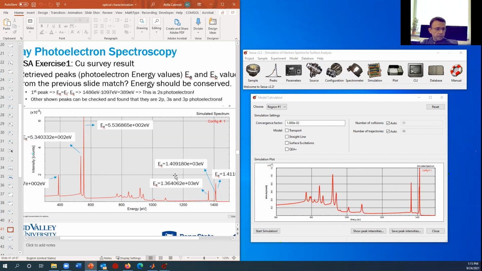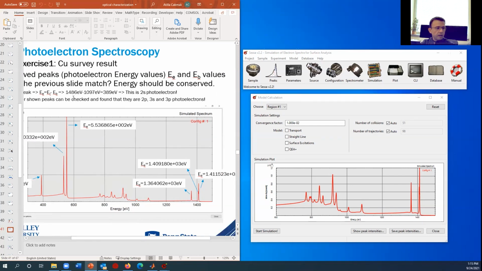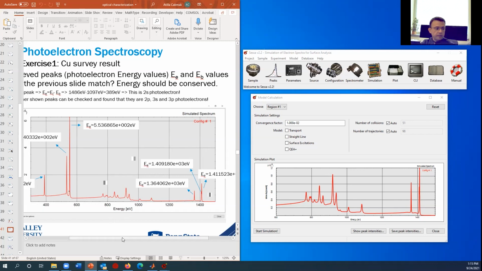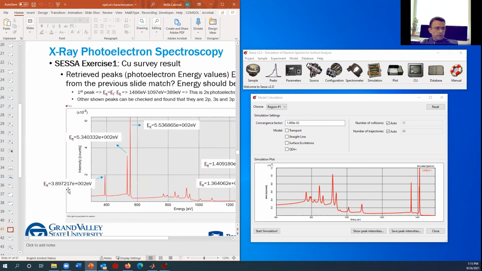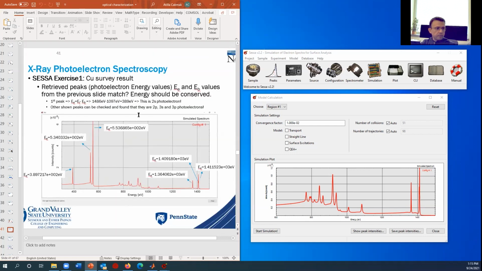And if you look at the peaks, say one of them, say incident energy is 1,486, and you have the binding energy as 1,097. So the kinetic energy is given to be 389. So it's really in here. Okay, so this is corresponding to this peak, for example. So that's going to be the 2s photoelectron.